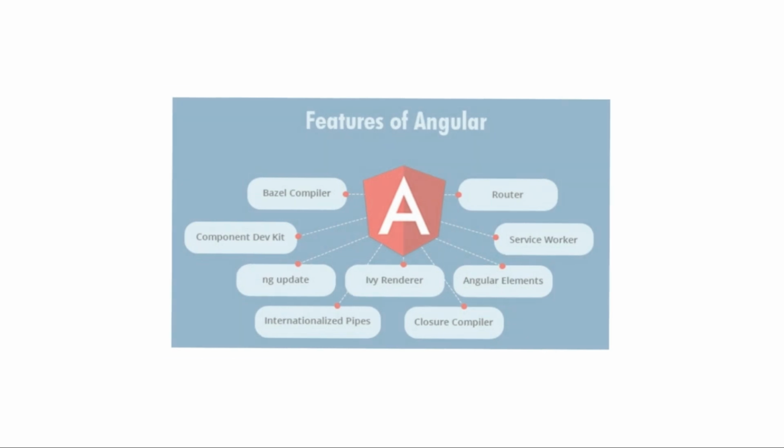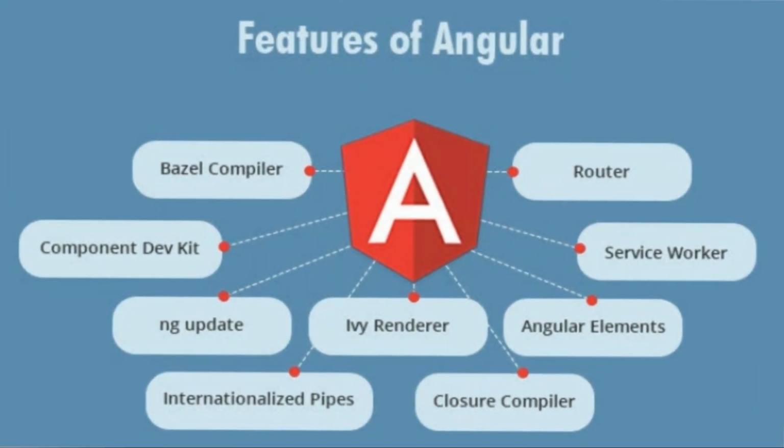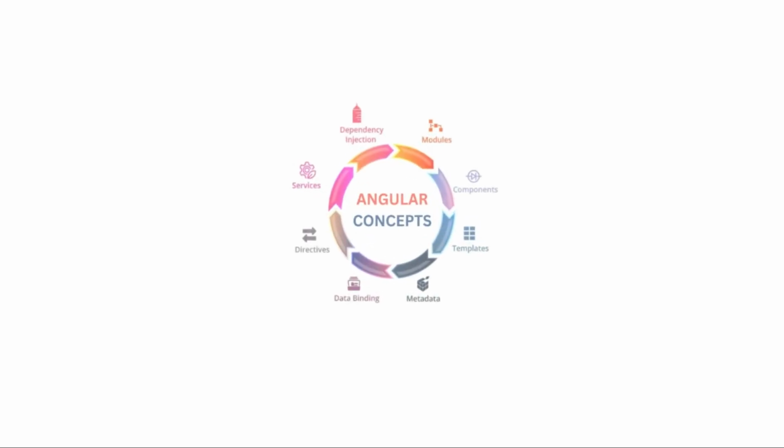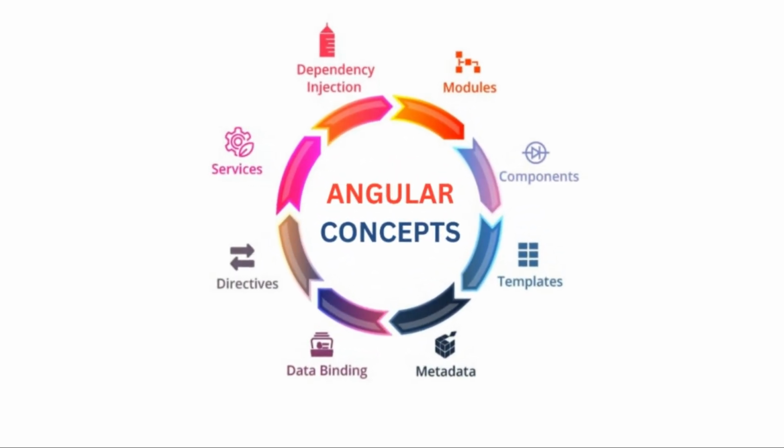The framework has many features, like two-way data binding, templating, routing, components, dependency injection, and so on. Here is a list of the most important Angular concepts: modules, components, templates, data binding, directives, services, dependency injection, and metadata.